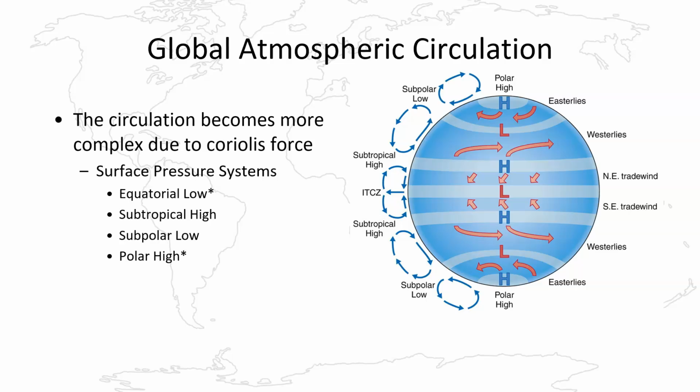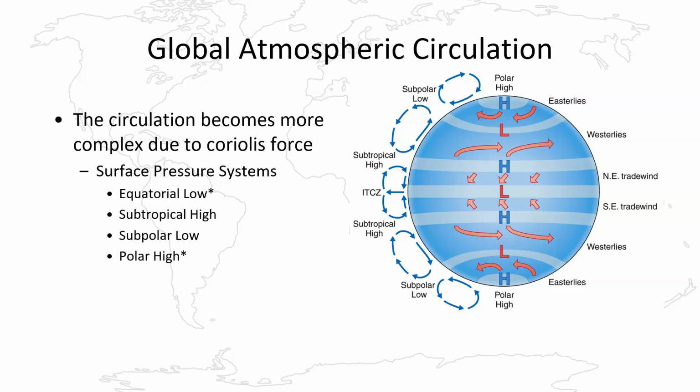So our surface pressure systems that we can see are an equatorial low, a subtropical high, a subpolar low, and a polar high. Notice I put stars next to equatorial low and polar high. That's because those are actually truths that we got out of the one-cell model. If you go back in your notes and look at the one-cell model, those two features at the surface did in fact exist, for the reasons that we actually discussed earlier. That's why we talk about the one-cell model before we discuss this one in detail.